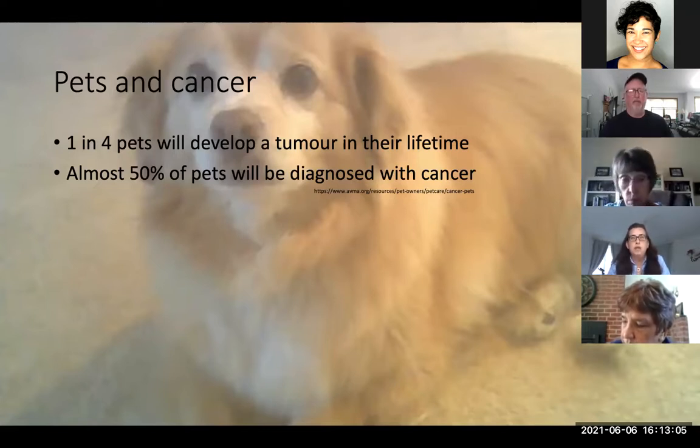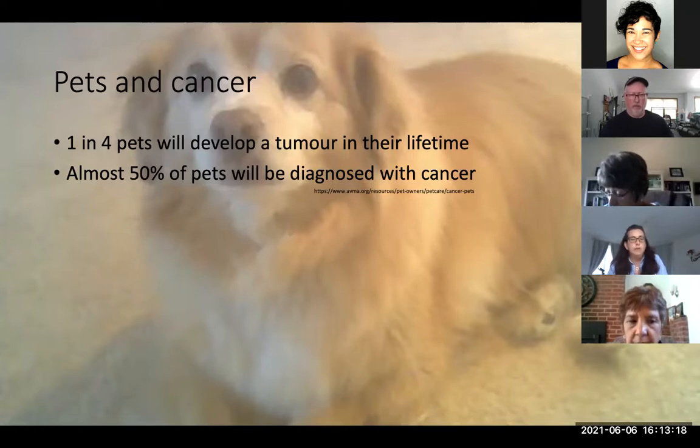And we are seeing more and more pets develop tumors and more clients that are willing to bring in their pets to be treated for a cancer. 1 in 4 pets now will develop a tumor in their lifetime, and 50% of pets will be diagnosed with cancer. So that's a really high rate, and it's keeping oncologists extremely busy because people are aware of what's going on with their pet and willing to treat them. And this is all information that the AVMA has collected.